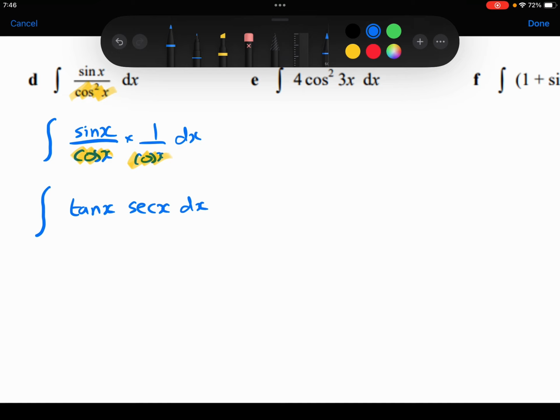Why is that useful? Well, if you check your formula sheet, your formula sheet says that sec differentiates to be sec x tan x. Therefore, sec x tan x will integrate to be sec x.